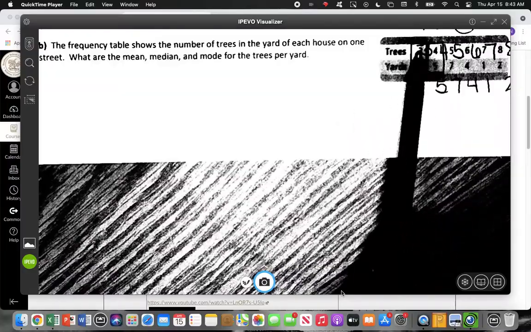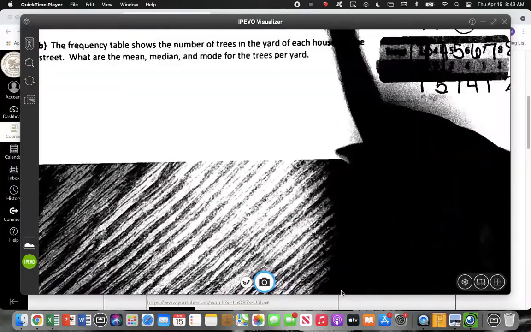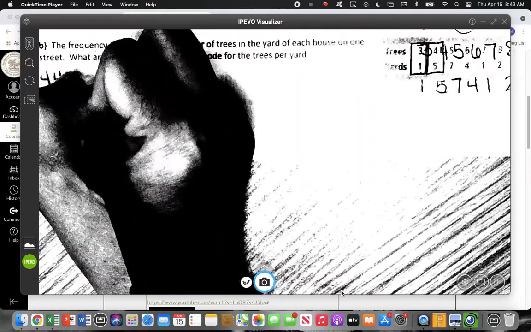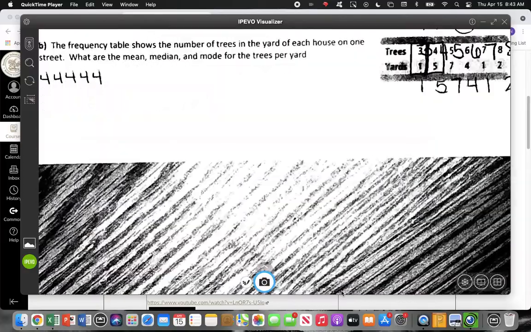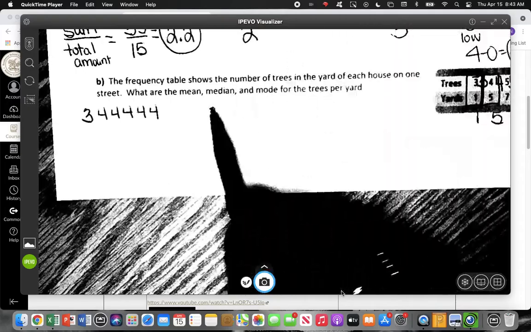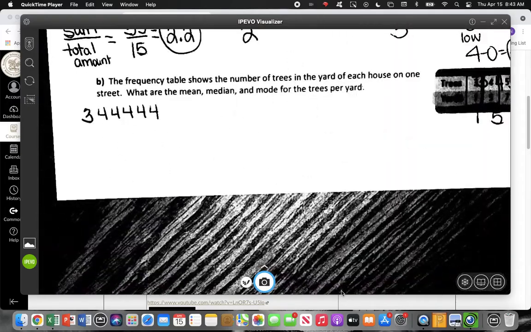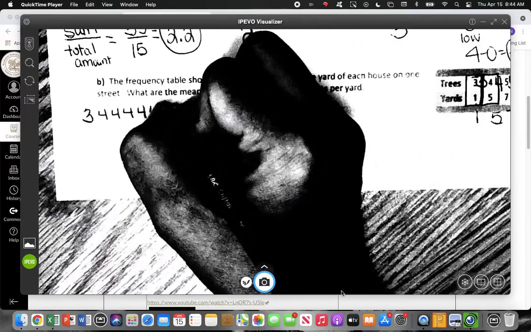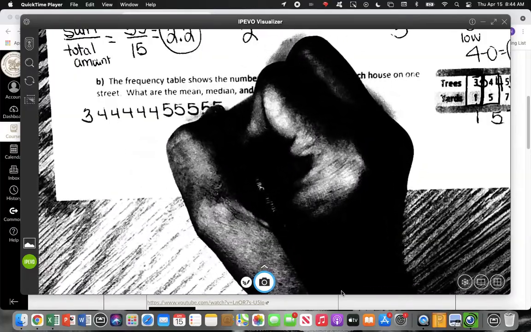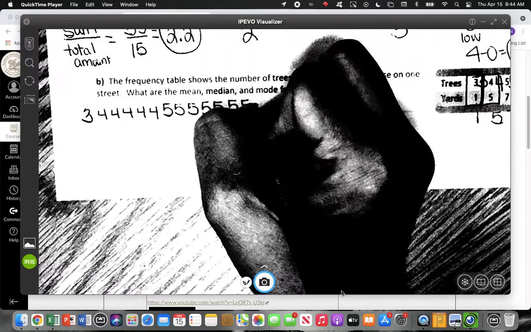So if we were to make this as a list, it just means that there's 1 three, but then there are 1, 2, 3, 4, 5 yards with 4 trees. So if you wanted to make this as a list, it's telling you there are 5 fours. Now, how many yards had 5 trees? Look at the table. So we would actually put 1, 2, 3, 4, 5, 6, 7 fives.